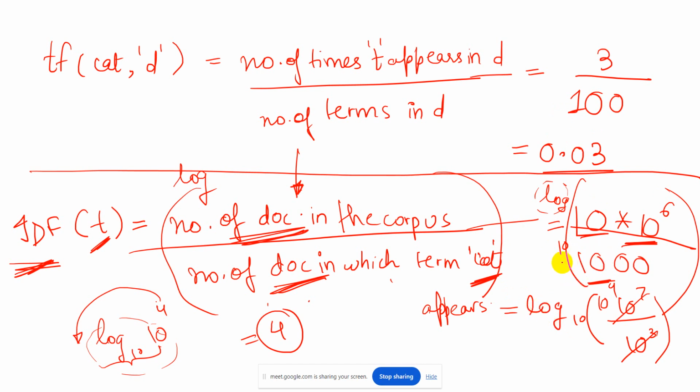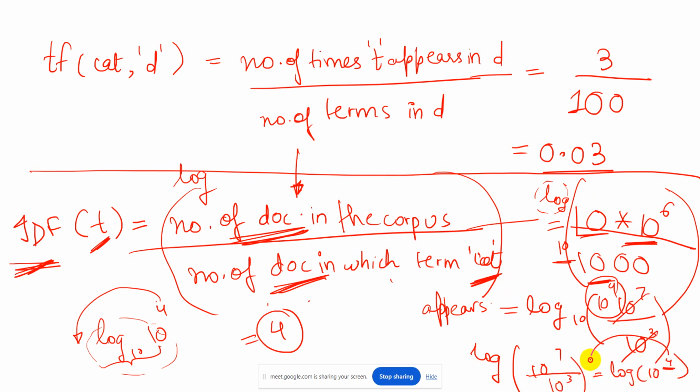So here I have taken it to the log base 10. This value inside becomes log of 10 power 7 upon 10 power 3. So this becomes log 10 power 4.